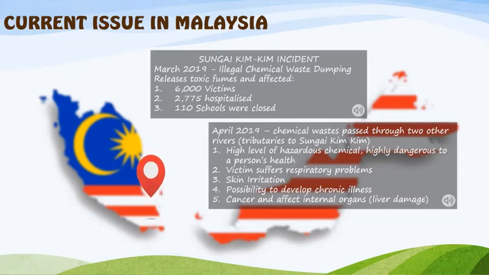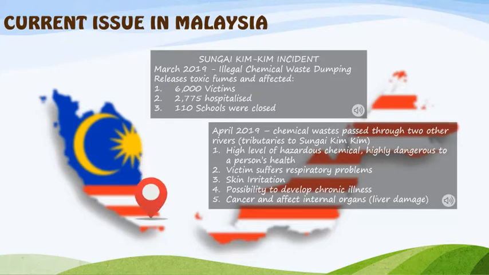2,775 were hospitalized and 110 schools were closed, as the victims of the river pollution were mainly school students. This incident worsened in April as the chemical waste passed through two other river tributaries to Sungai Kim Kim, and it was complained by the residents that both rivers turned black and produced a foul stench.